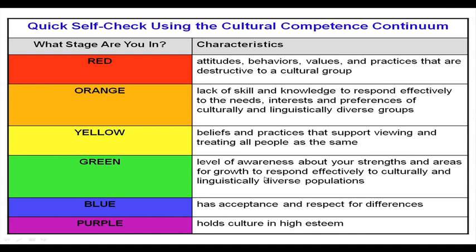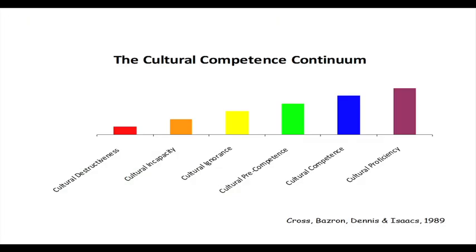This is a level that embraces others. You have full awareness about others' strengths and areas for growth to respond effectively to culturally and linguistically diverse populations. So now you are ready to respond to global diversity. Therefore you can accept the differences that you observe in other cultures, and you can respect them. The purpose is that now you are ready to embrace the whole world, that is, you hold every culture in high esteem. Every culture is good. It is the way you look at it that is very important. That is the true competency in terms of the cross-cultural framework.